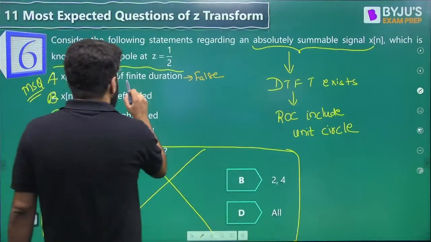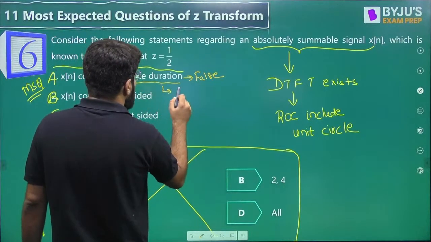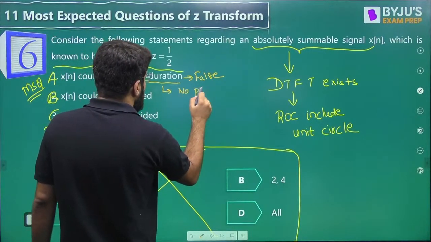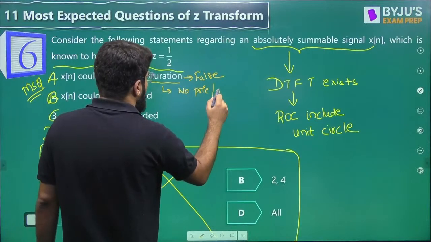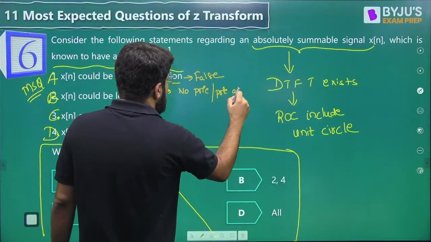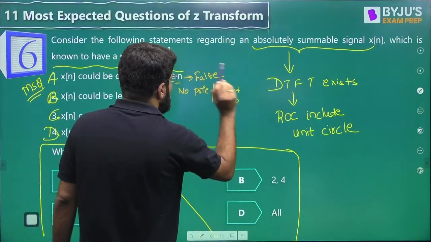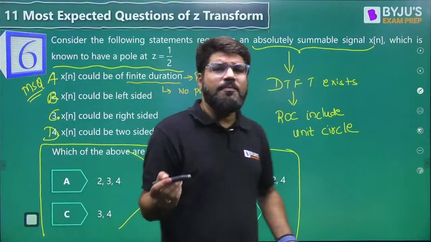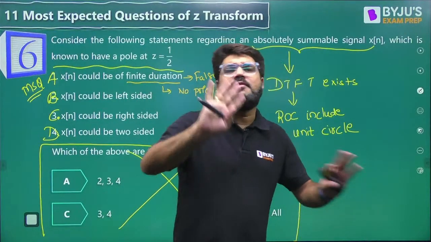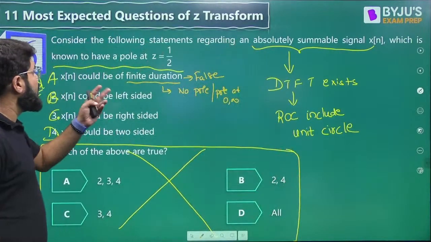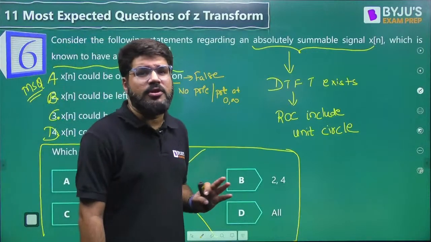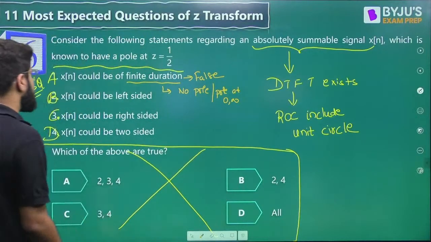For a finite duration signal, there is either no pole, or there is a pole at 0 or infinity. There is no other possibility. Either it does not have a pole, or if there is a pole, it may be at 0 or infinity. So there is a pole at z equal to half. So definitely option A is false.